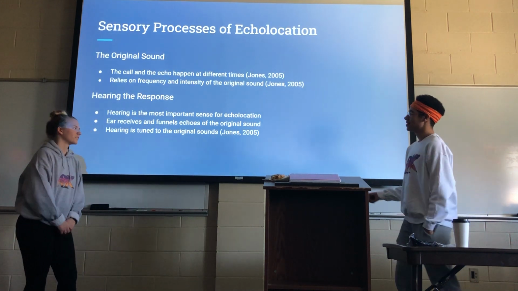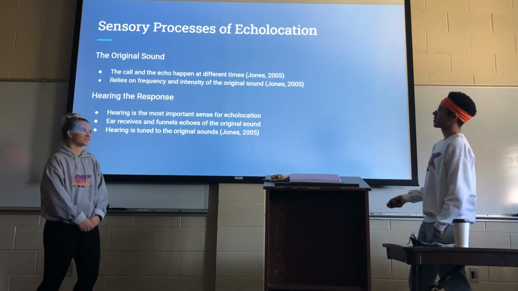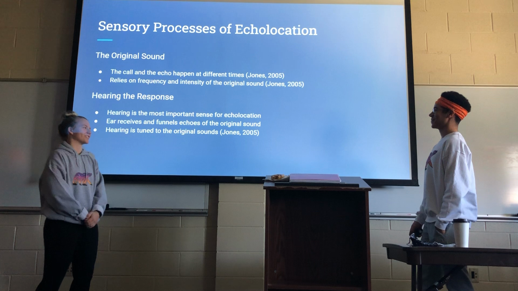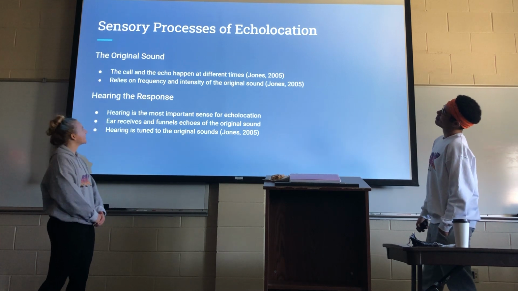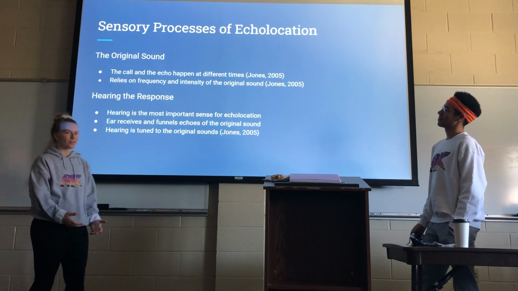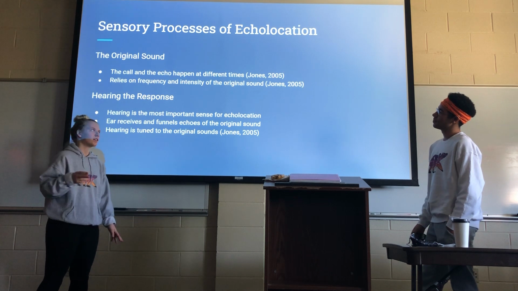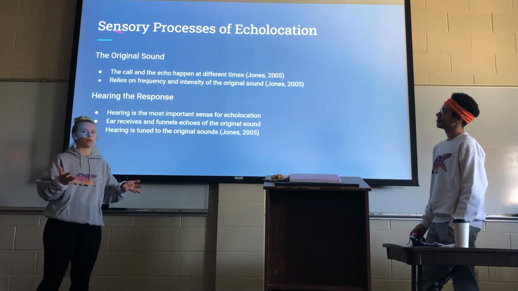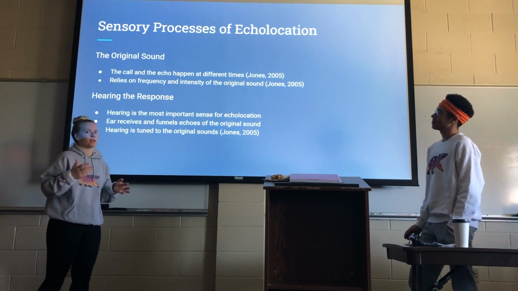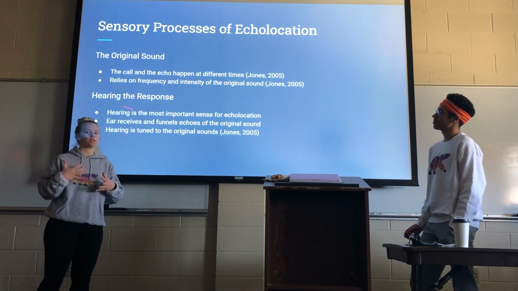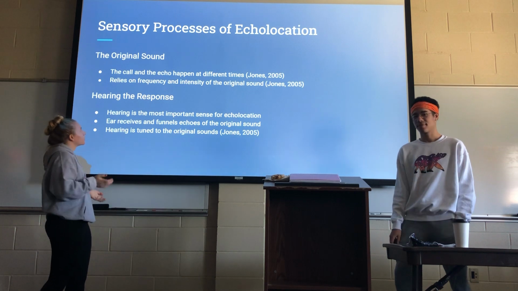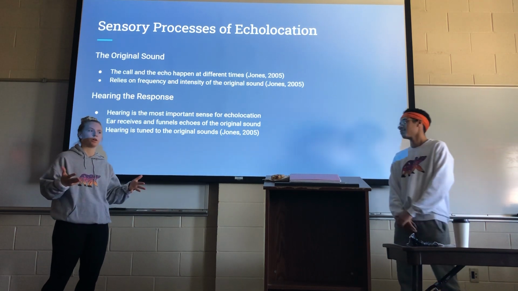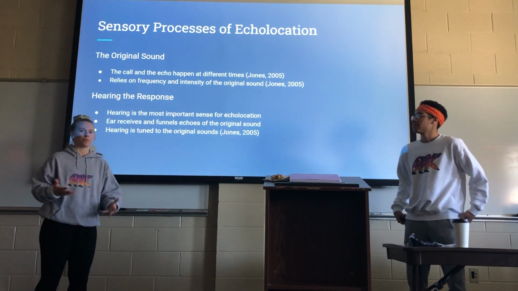So Sarah, now that we know what echolocation is, what are the sensory processes of echolocation? It's a great question, Seth, and I'll tell you. So basically echolocation involves two parts. The first part is when the animal actually emits a sound, and the second part is when the animal receives and hears the sound that they make. So for the first part, the animal will make some kind of call noise. Depending on what animal, that will vary a little bit.